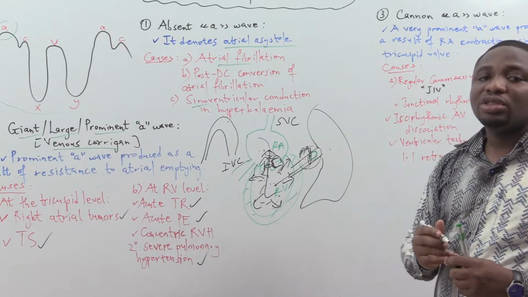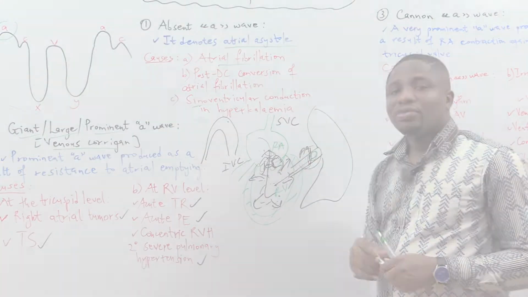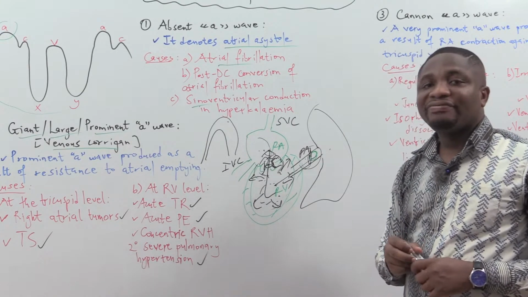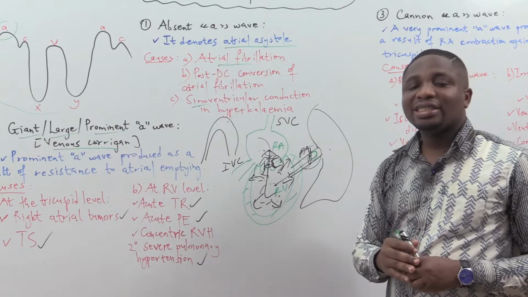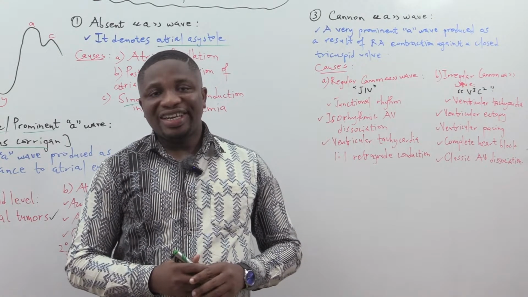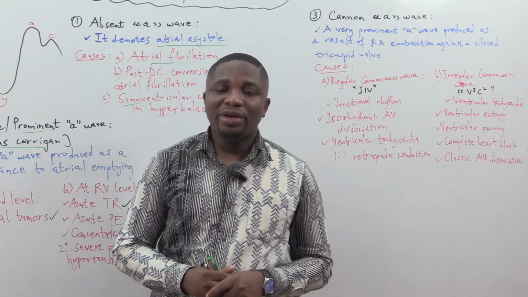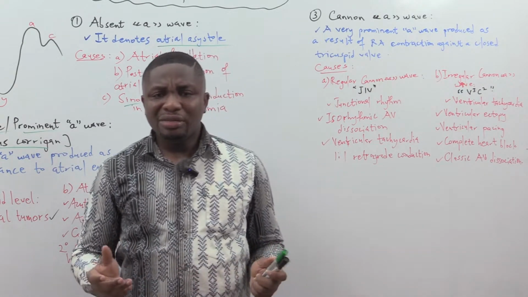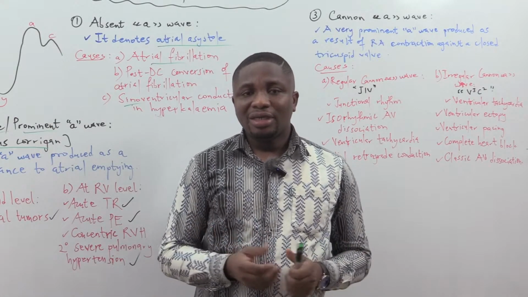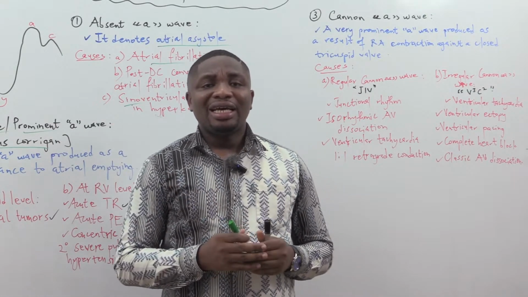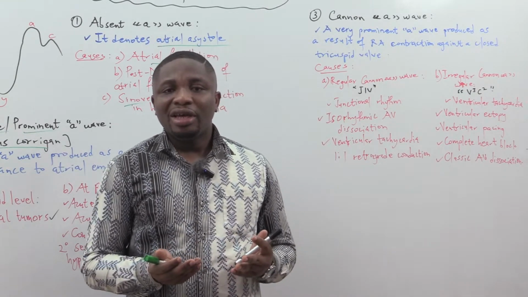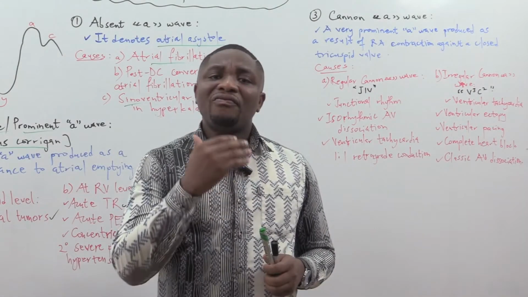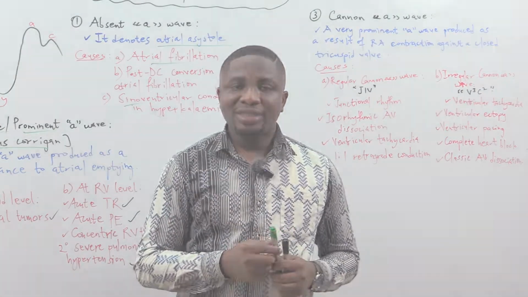So those constitute the causes of a large, a prominent, or a giant A wave, also known as the venous Corrigan. I believe we get that. Okay, let's move on to the last abnormality of the A wave, and that is going to be the canon A wave. When we say canon, it simply means that it has become larger. So if you look at the second abnormality, we said a large or prominent or giant A wave. But in this case of the canon A wave, we are looking at what? A very large, a very prominent A wave.